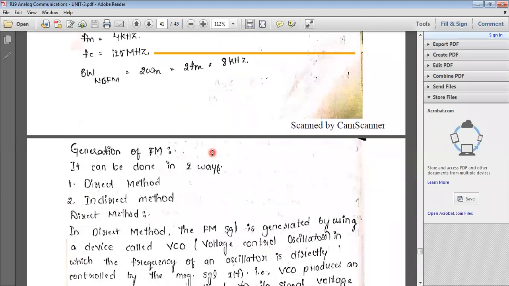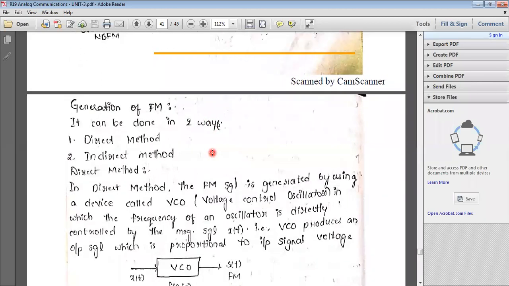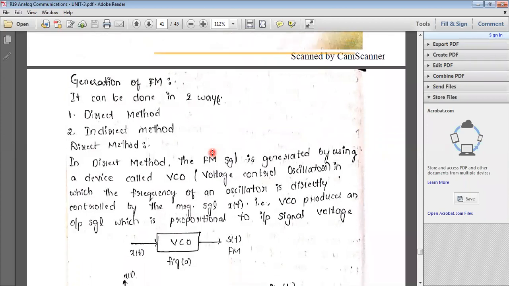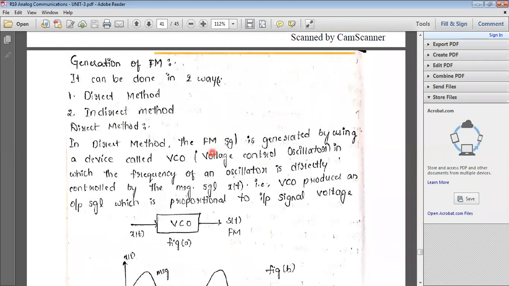Now coming to generation of FM. Put aside the heading, generation of FM. Very important topics: generation and demodulation of FM signals. The FM signal can be generated in two ways, that is, frequency modulation is done in two ways. One way is the direct method and the second way is the indirect method.